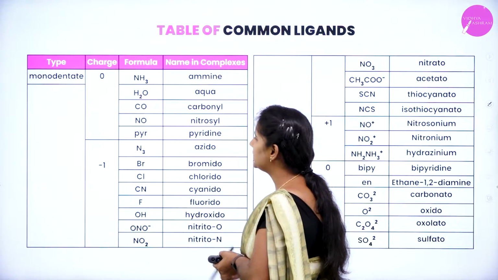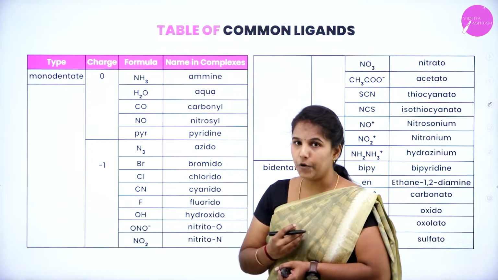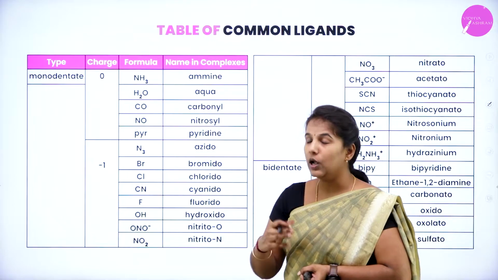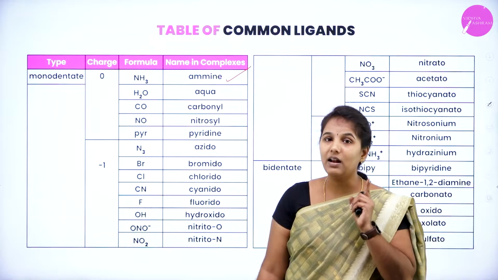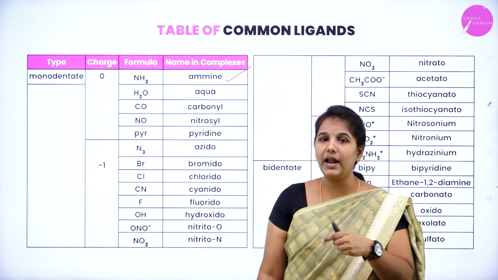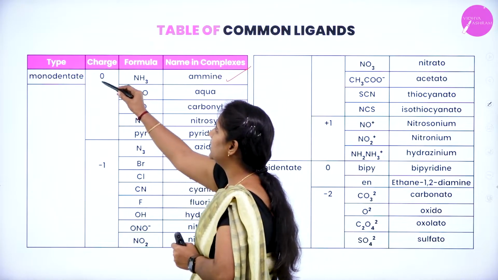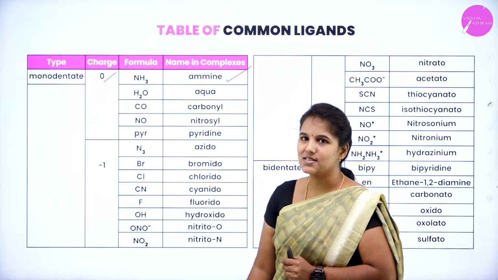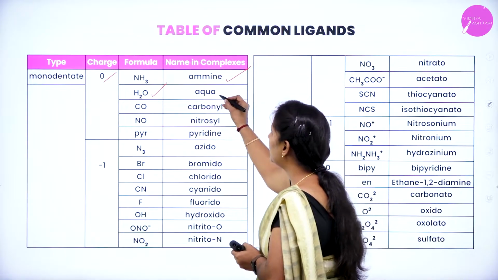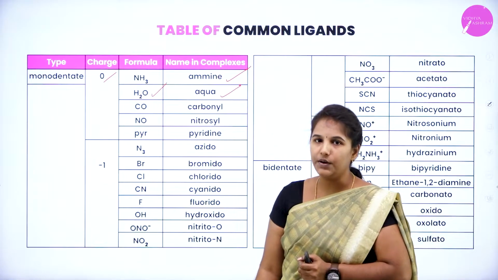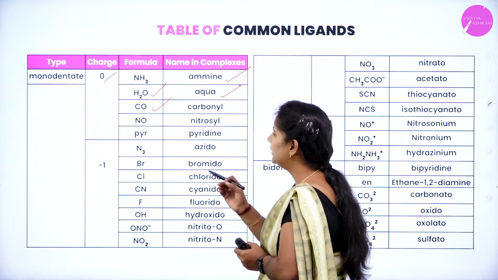Here I have examples. You can see that NH3 we call as ammonia, but in coordination compounds we call it as ammine. We call it as what? Ammine, and the spelling is also different. We write AMMINE. Okay, and it carries how many charges? 0 charges. Okay. Next we have water. We say it is aqua and it carries what? 0 charges.